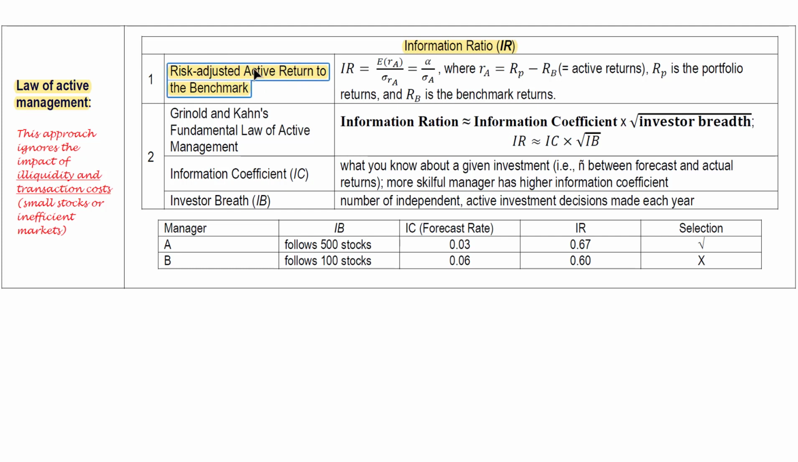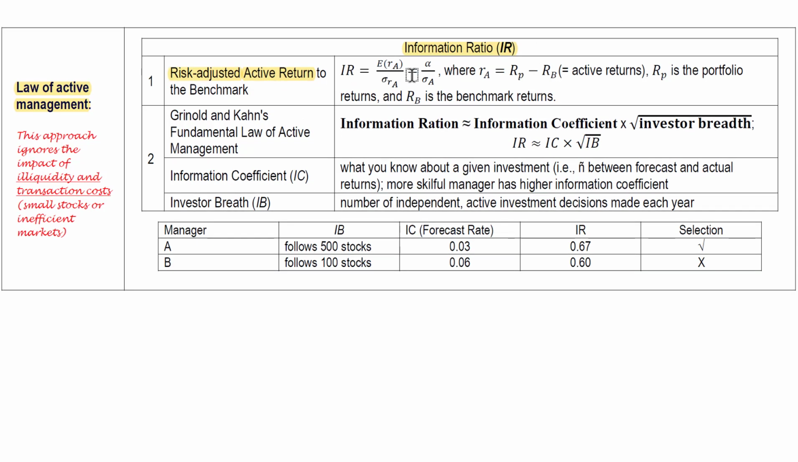One is called active return, and another one is the risk-adjusted. The active return is the excess return to the benchmark. The formula we already discussed is alpha over the volatility of the active return, where the active return is the differences between the return of your portfolio and the benchmark's return.